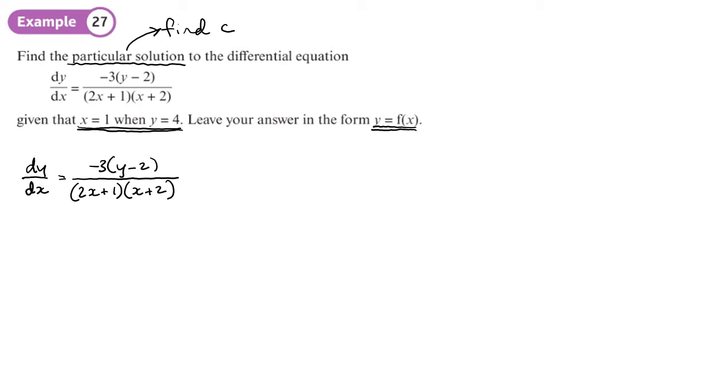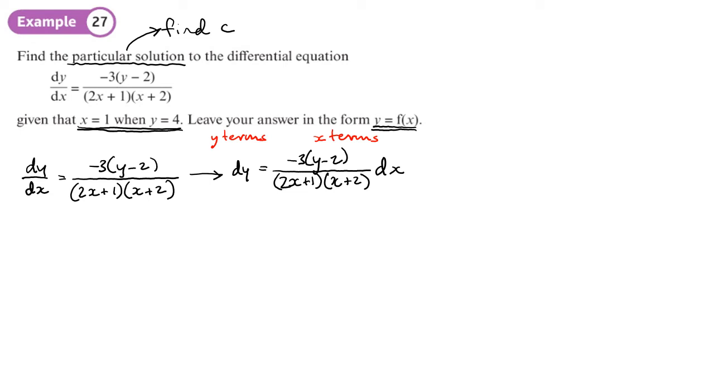Right, so remember my tip, the first step is to multiply both sides by dx. So you'll have dy equals minus 3 (y minus 2) over (2x plus 1)(x plus 2). Now don't be tempted to multiply out brackets at this stage, because you might have to factorize them again, so don't multiply anything out just yet. That tells me that I need to get my x terms on the right and my y terms on the left. So let's do that.